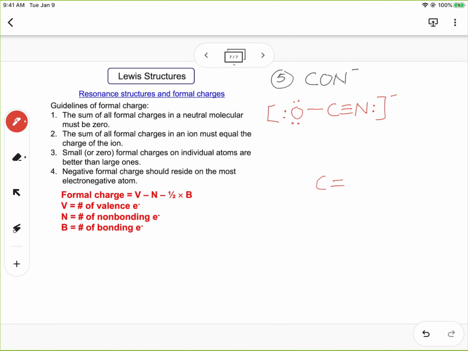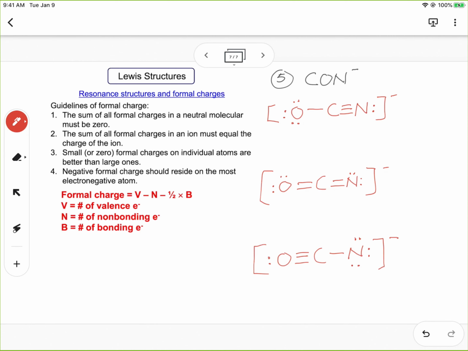Second one, double bond with nitrogen and double bond with oxygen. Okay. And the third one, triple bond with oxygen, single bond with nitrogen. Okay. These are the 3 valid Lewis structures of this anion.